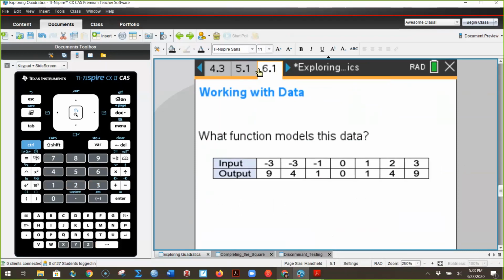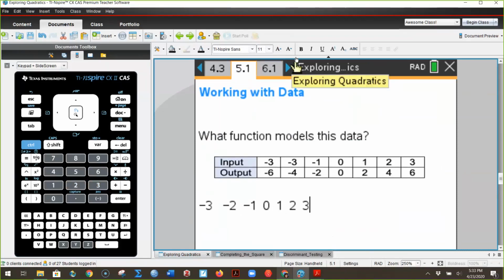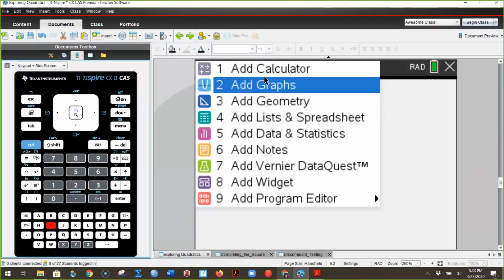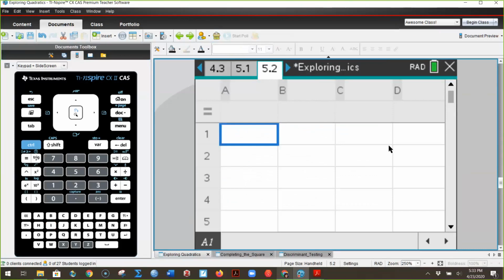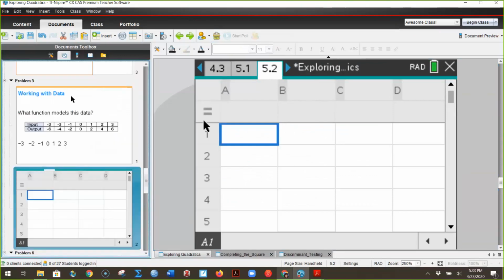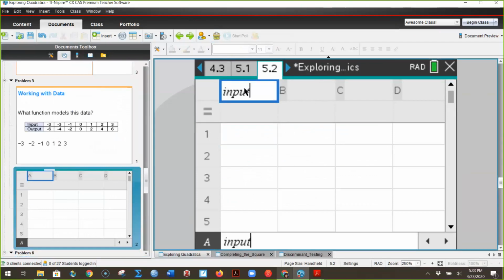And so on this data right here, what I'm going to do is insert a different type of document. So I'm going to hit Control-I, and I would like to do a list and spreadsheet. And list and spreadsheets are so easy to work with. And I'm going to copy the correct data in this list and spreadsheet. So again, I'm kind of modeling this side by side, and I'm going to type in my input. And I was very purposeful in selecting input instead of X values, because if this modeled actual real life data, it probably isn't an X.